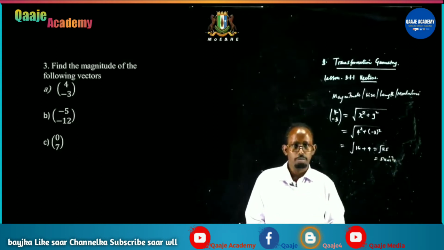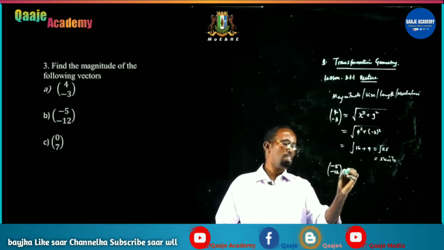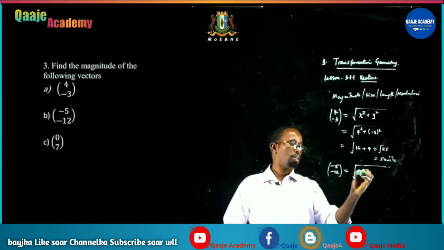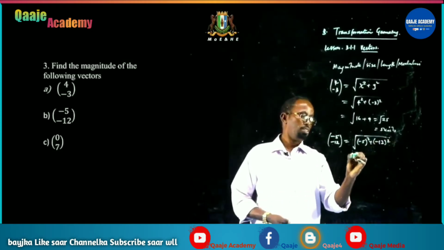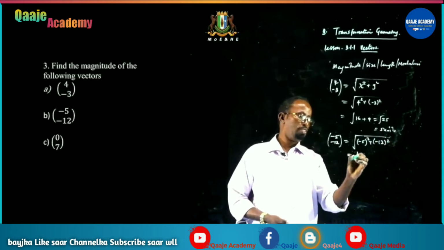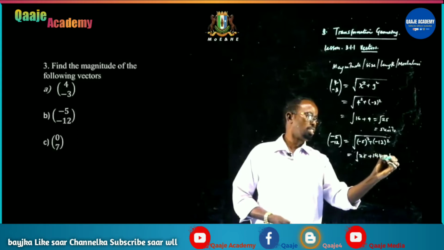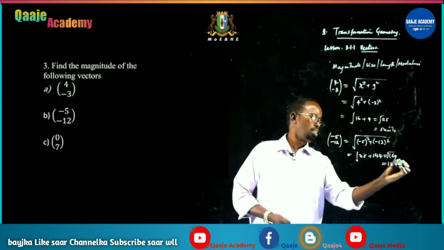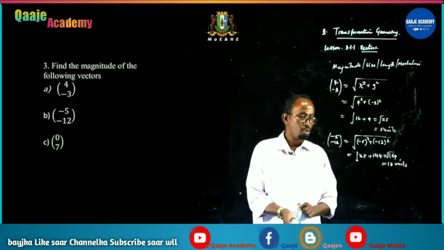The next one is -5, -12. The same way, x squared plus y squared. So -5 squared plus -12 squared, you get 25 plus 144, you get 169. And then the square root of 169 gives you 13 units. The last one is 0, 7.